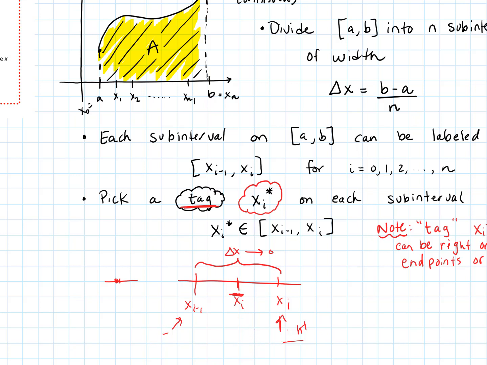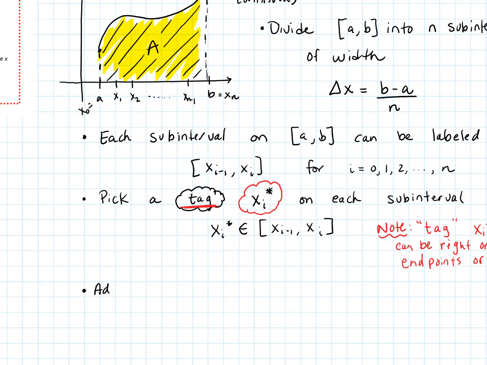Okay. So I want to make a quick note of that because it can seem kind of arbitrary. Why aren't we picking a specific tag, a left endpoint or a right endpoint? That's because ultimately it's not going to matter, because we're going to let delta x get infinitely small. We're going to let the width of our rectangles get very, very small to make this an exact equality for finding the area.